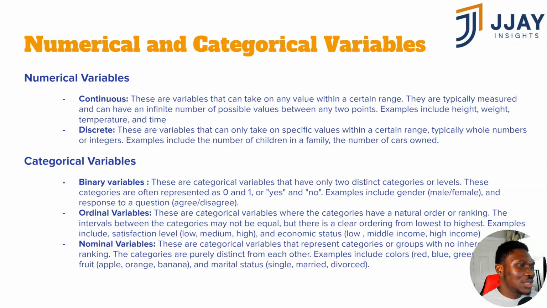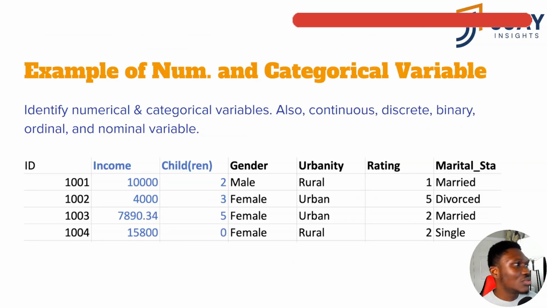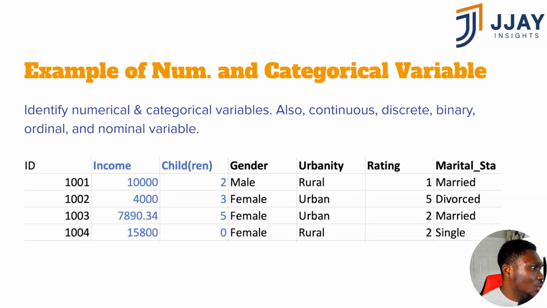So the next point is examples of a numerical and categorical variable, right? And let's identify those that are continuous, ordinal. So we know that obviously this is a numerical variable, and this is a continuous numerical. This is a discrete numerical. We know this is also a categorical variable. This is a bivariate. This is also bivariate.